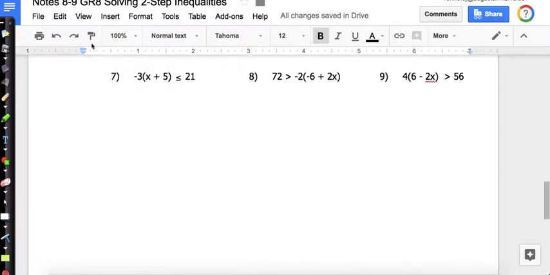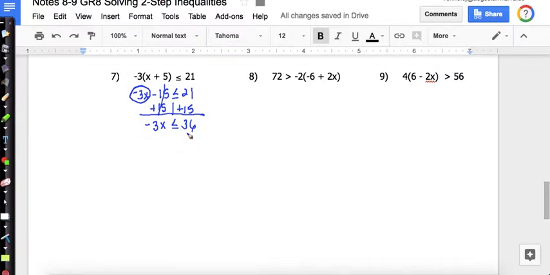I'm going to go through these rather quickly because the only thing I'm adding to this is the distributive property. So negative 3 times x is negative 3x. Negative 3 times 5 is negative 15, so I can write minus 15 is less than or equal to 21. Circle your variable, and notice it's negative, so I'm going to have to do something to it at the end. The opposite of subtracting 15, add 15. Go ahead and cancel the 15s and write down negative 3x is less than or equal to 36.